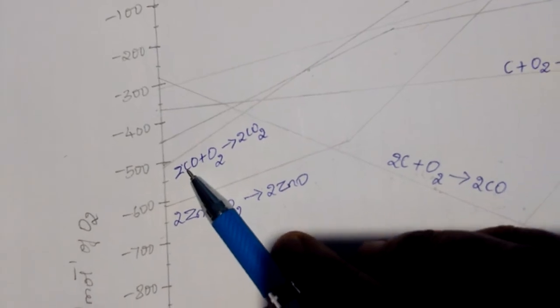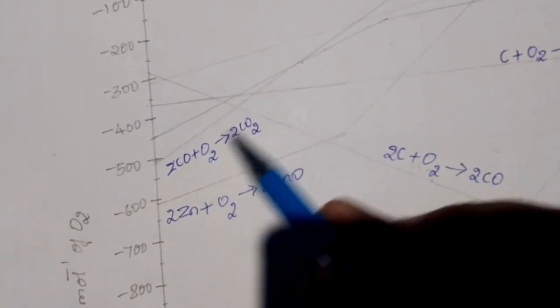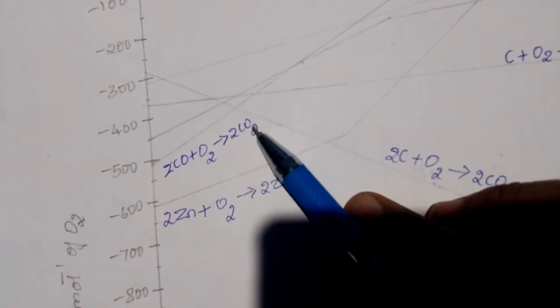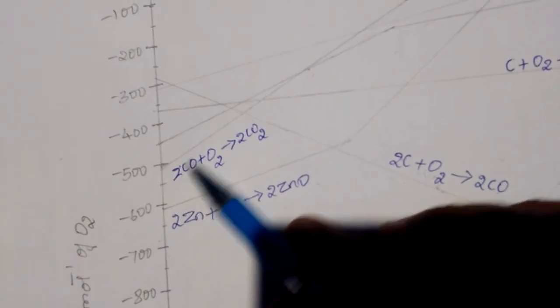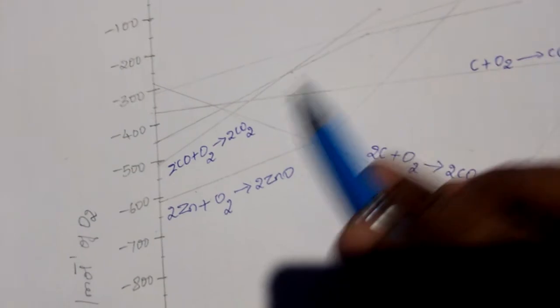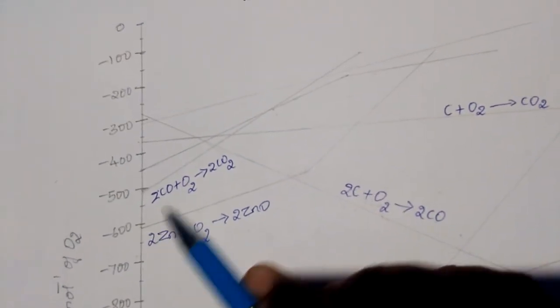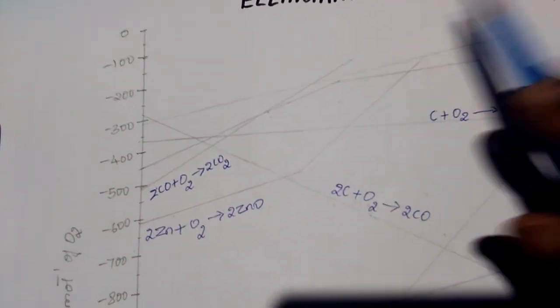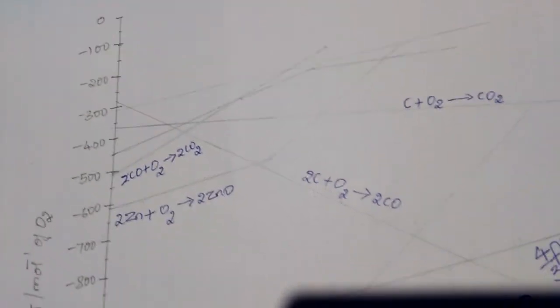So as the temperature is increasing, the conversion of carbon monoxide into carbon dioxide becomes less negative. The negative delta G values decrease, or you can say the value is moving towards the positive delta G values.